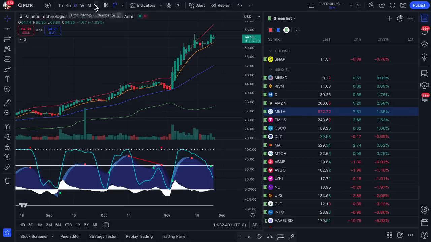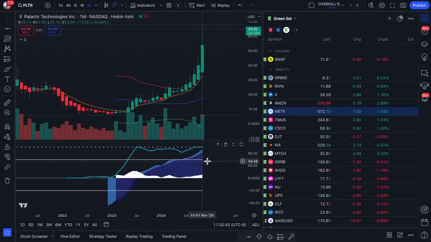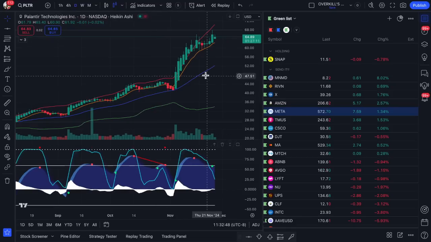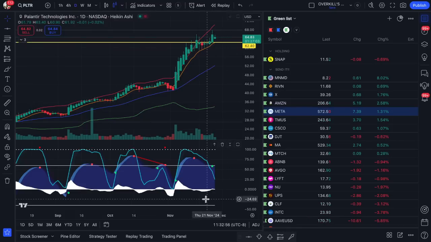Palantir Technologies. Okay, just a monster move here. Big move here. Okay, the daily chart, again, pretty extended right now. It's just grinding up at the moment. I'd go ahead and put a stop loss on this one right there at 62.40 if you're in the name.